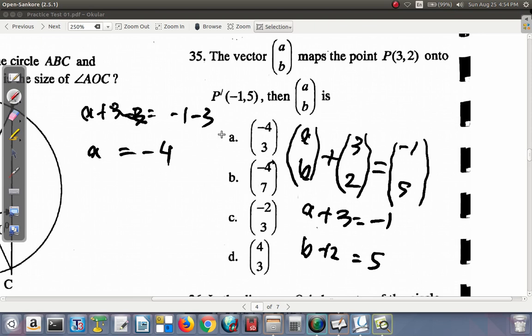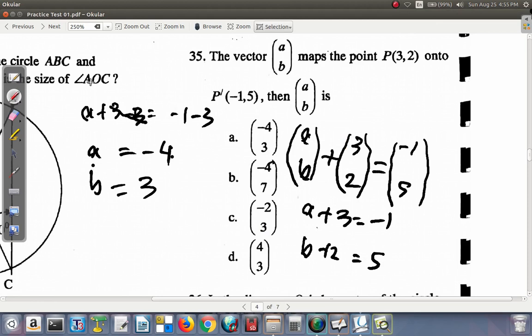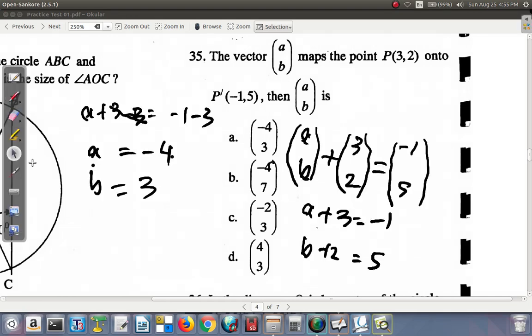You can see C and D are out. What about B? B plus 2 is equal to 5. Which number do you add to 2 to give 5? It's 3. So B is equal to 3. It seems as if question 35 is A. So let's see. Question 35 A. You can see it here. Alright. So question 35 is A. Alright, we break here and continue with question 36 next time.